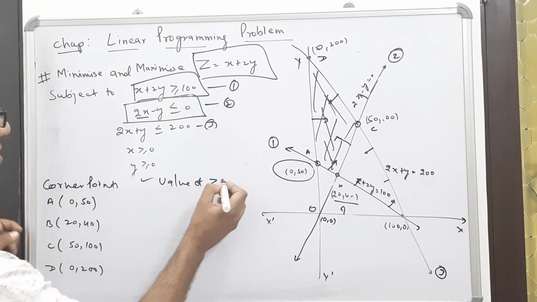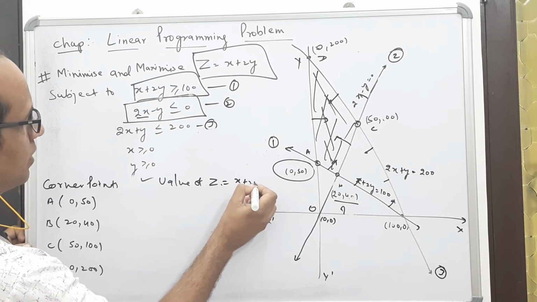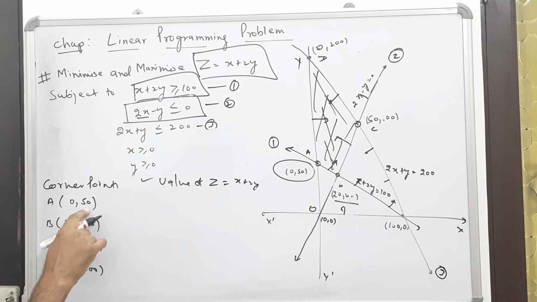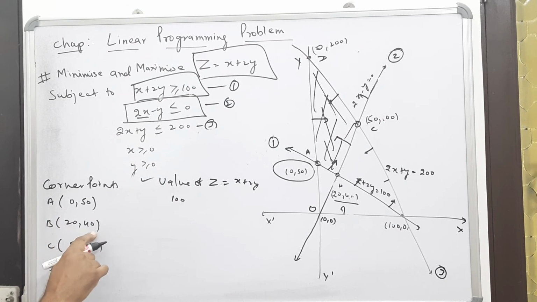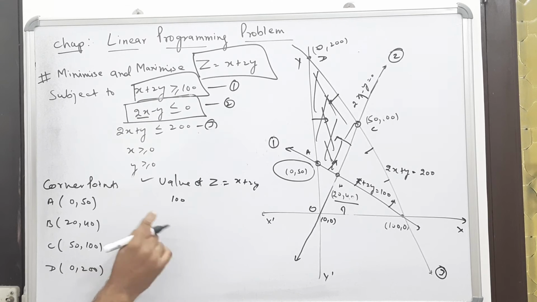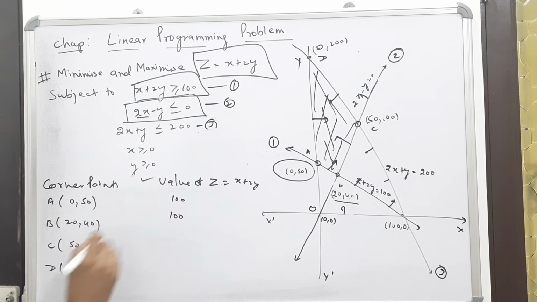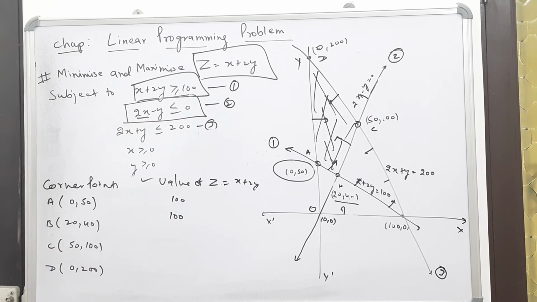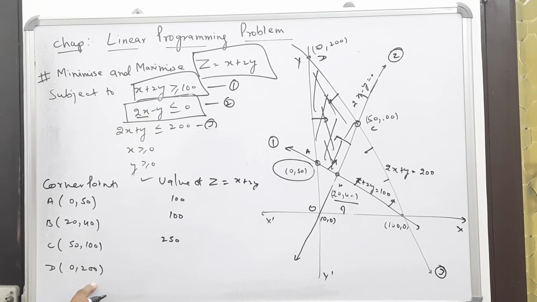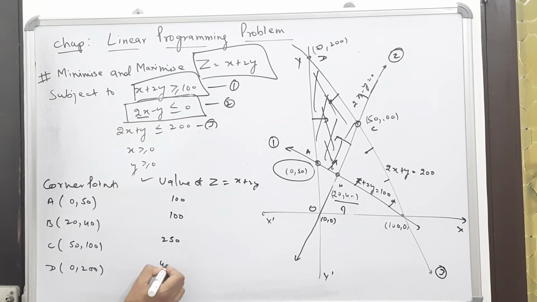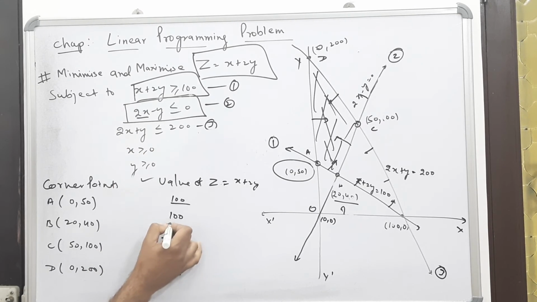Now z is x plus 2y. So if you put the 0, 50 here, this value will be 100. If you put 20 and 40 here, this value will be 20 plus 80, again it is 100. If you put 50 and 100, it is 50 plus 200, it is 250. If you put 0 and 200, it will be 400. Now you see here, the conclusion is here.